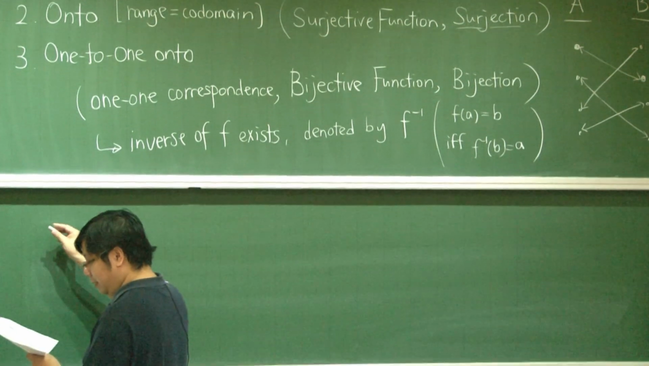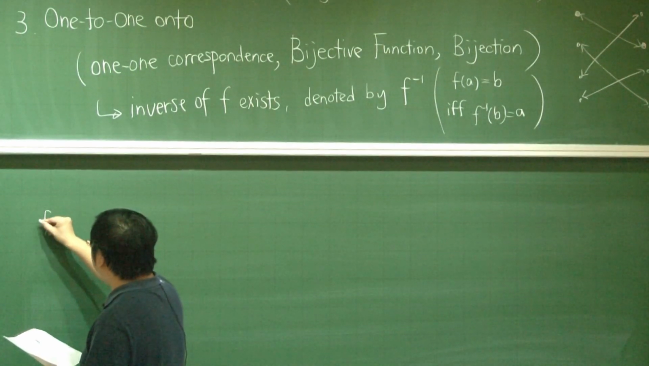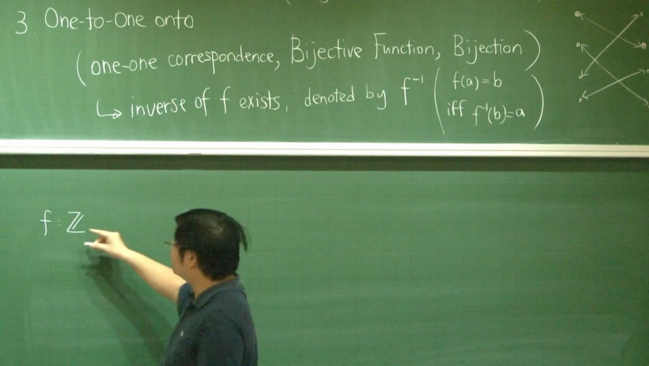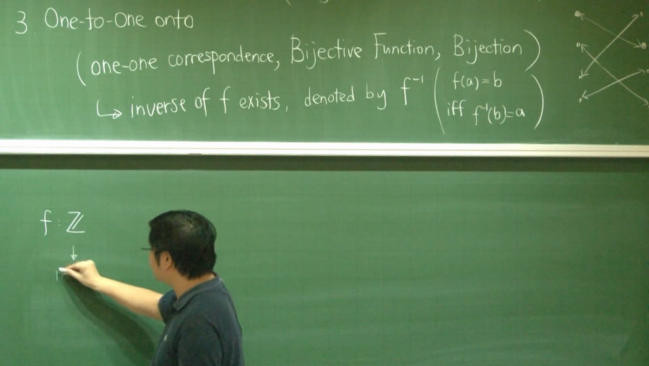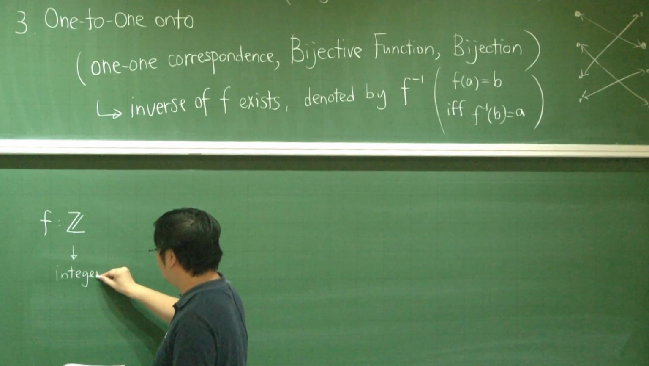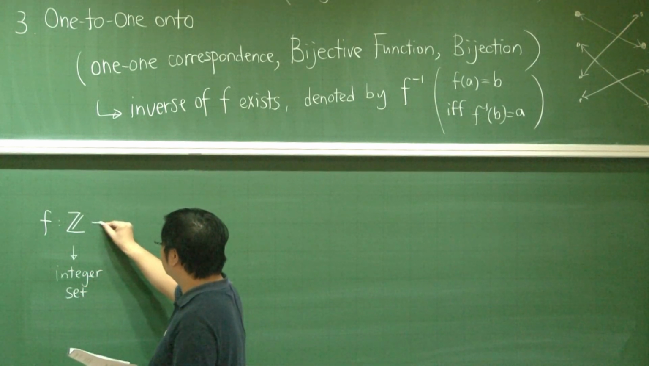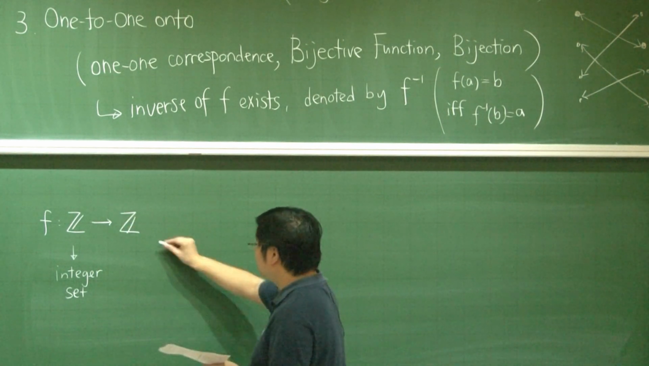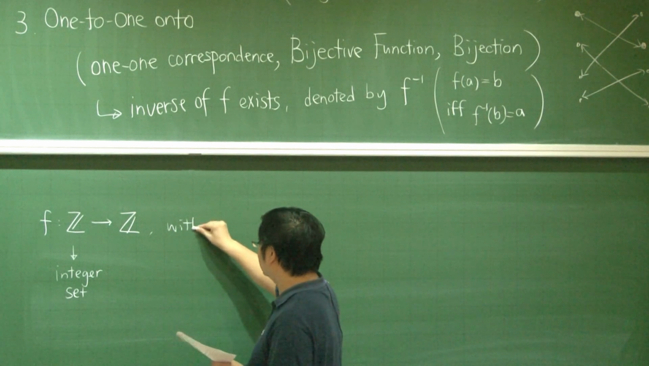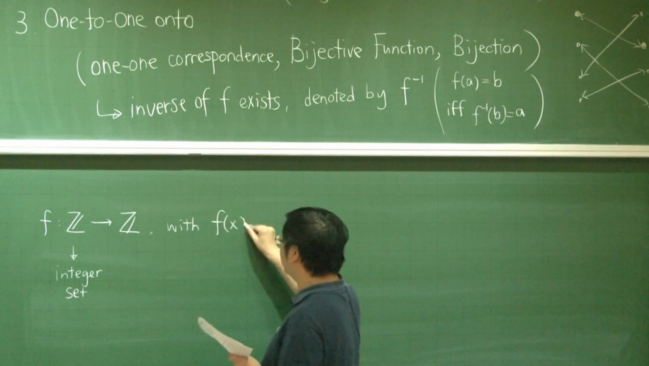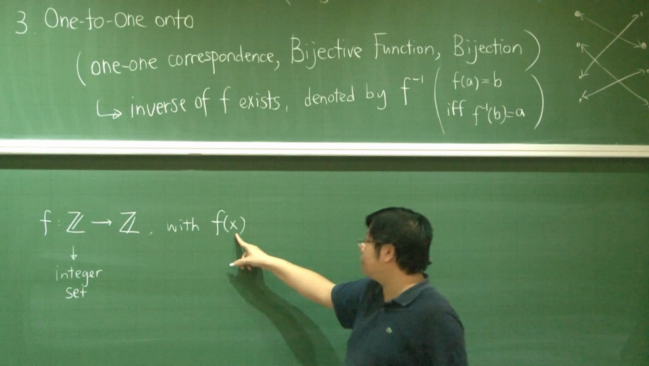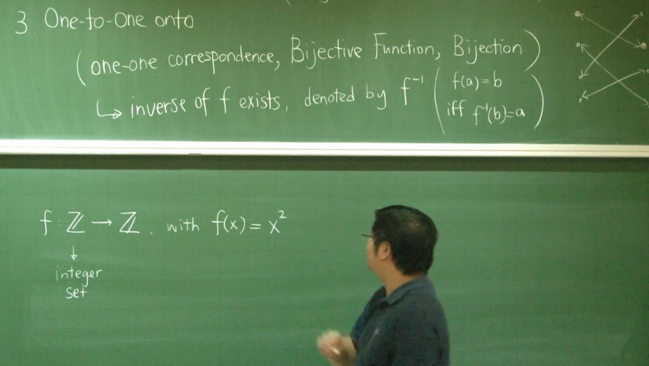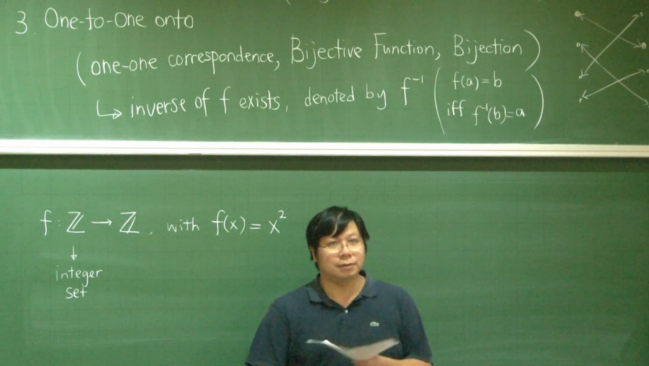Okay, so here, let's take a look at this function f from Z, where Z means the integer set, to Z, such that f of x, you choose an x from the integer set, is mapped to x squared on this side. Is that okay?